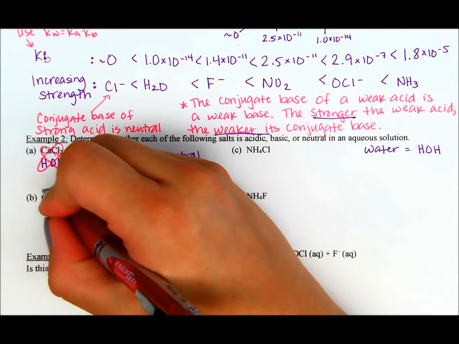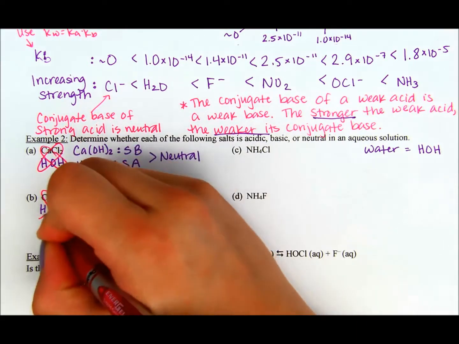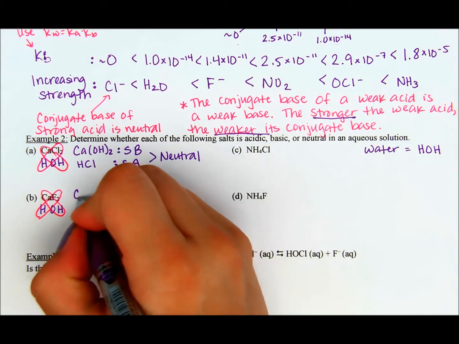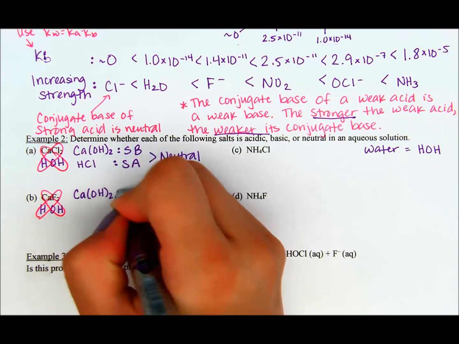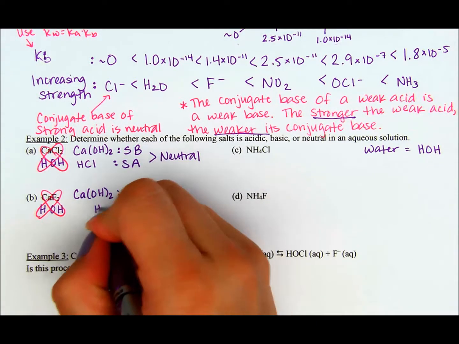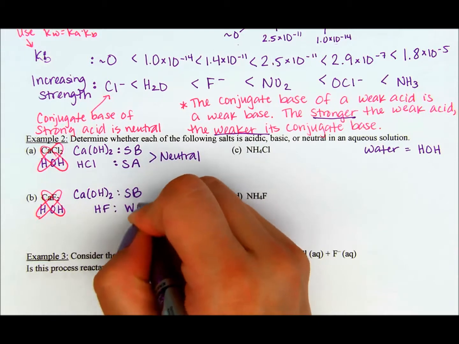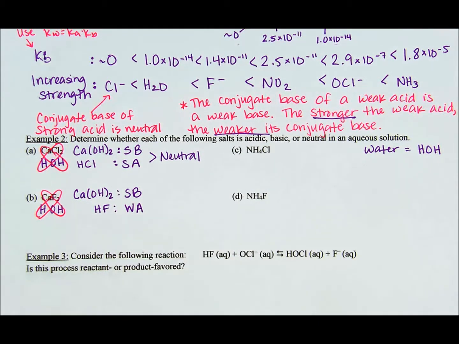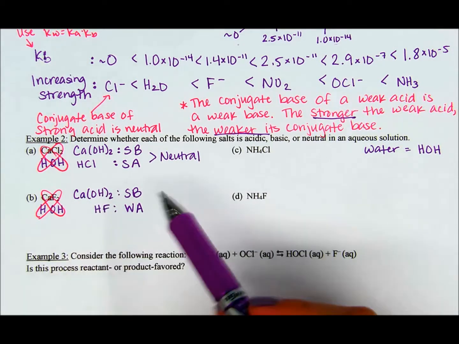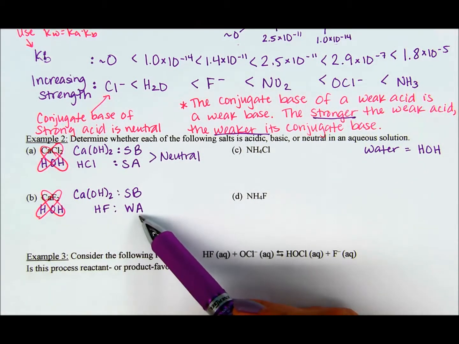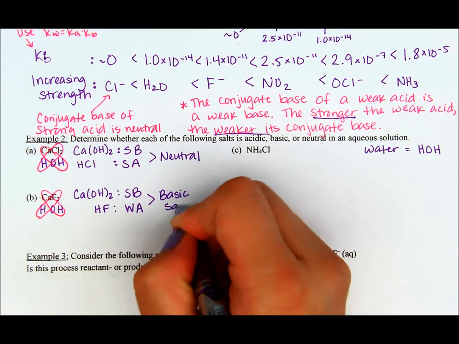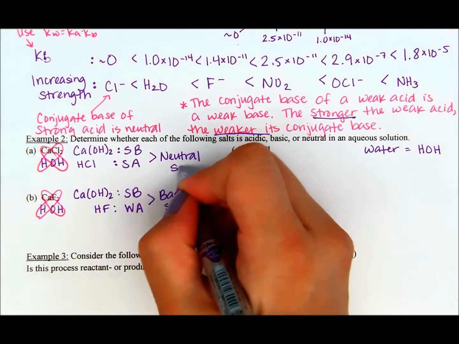Okay, so here you're going to form calcium hydroxide and HF, hydrofluoric acid. Ca(OH)2 is a strong base, and hydrofluoric acid, HF, is a weak acid. So overall, this whole salt is going to be basic because you have a strong base. It's going to override the weak acid. So this is a basic salt. This is a neutral salt.